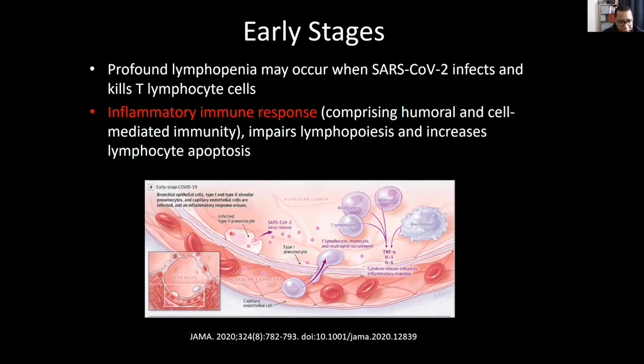So the diagram over here shows COVID within a type 2 pneumocyte, right, which, as we know, lines cells within the lungs. It infects it, it replicates, it releases, it incites an inflammatory immune response, cytokines are released, right, and they are brought in to that region.